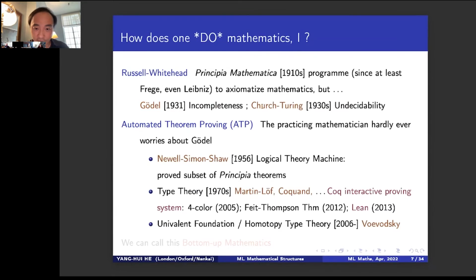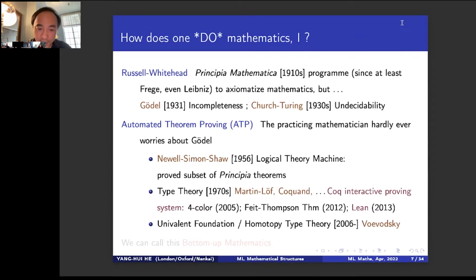But this problem, this Gödel, Church, Turing's death blow to the Russell-Whitehead program, did not intimidate mathematicians from actually trying to formally prove mathematics. Because the practicing mathematician, I think Min Young Kim was the one who told me this, hardly ever worries about Gödel. Yeah, sure, there are undecidable problems, but chances are the theorem that you'll have to prove this month is not one of them.